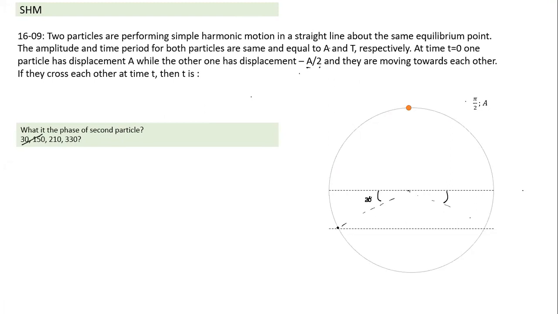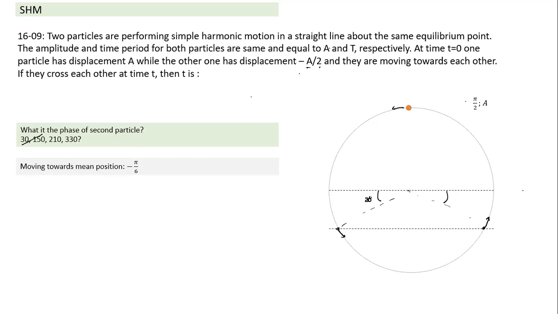If it is 210, the particle will be moving away from the mean position, and here the particle is moving towards the mean position. And this one is also moving towards the mean position. Since it is given they are moving towards each other, it means the right phase of the second particle is the one moving towards the mean position.